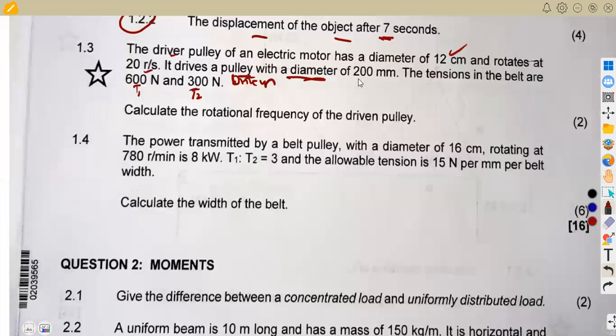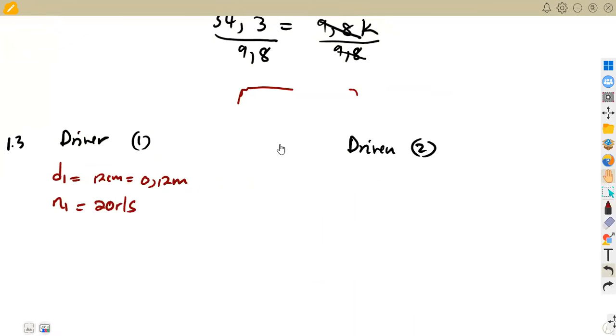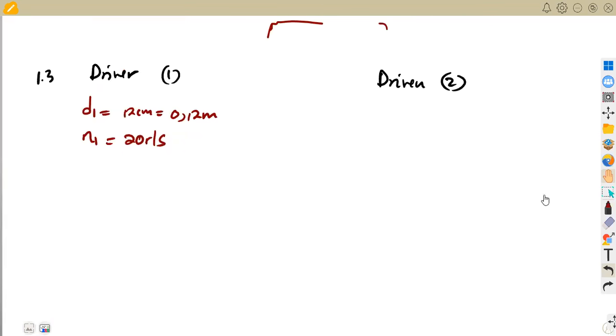So the driven one, it has a diameter of what? 200 millimeters. It drives. So the one that is the driver, it drives what? A driven. So that is the condition there, guys. Okay, so on the driven, we are given the diameter. So I'm just going to use D2 there for the driven, which is 200 millimeters.